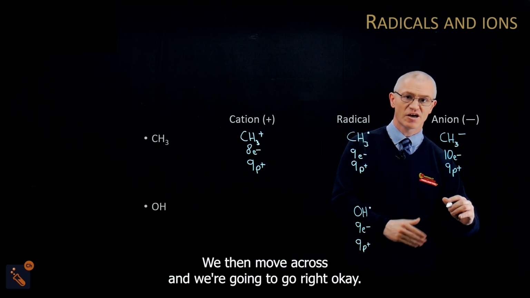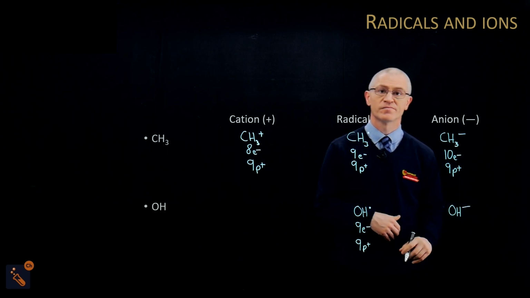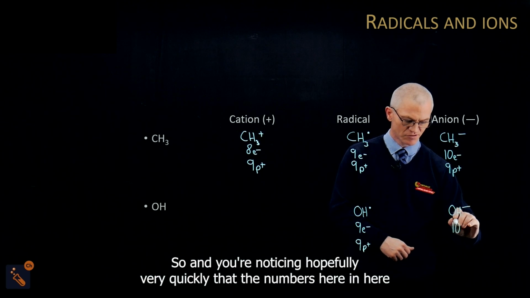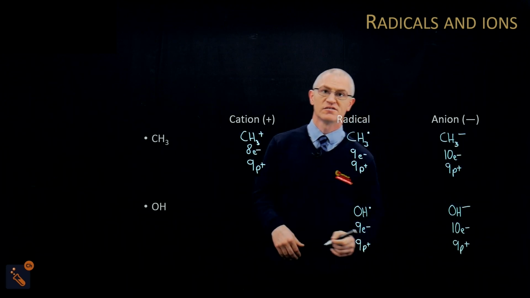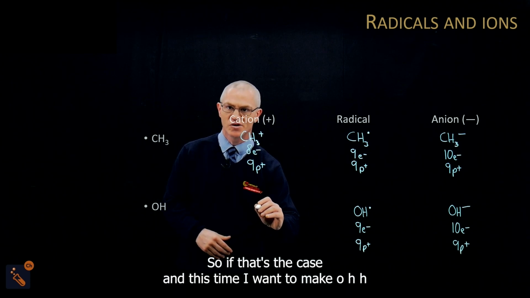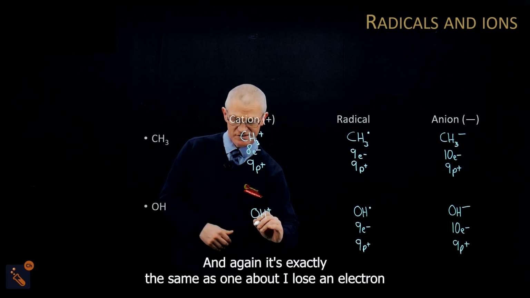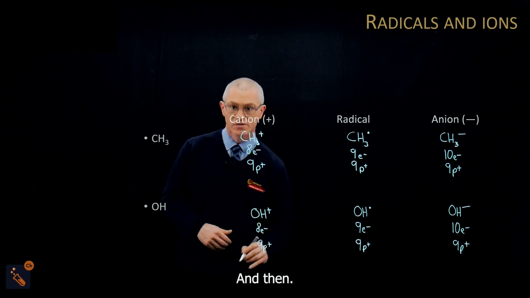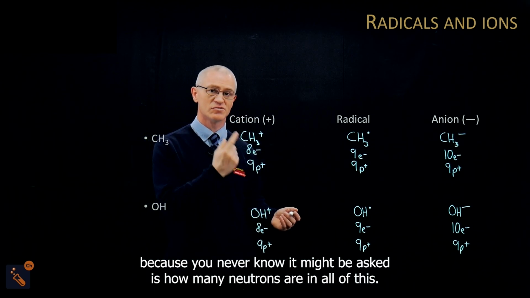We then move across, and we're going to go, right, okay, this time we want to draw OH minus. So OH minus, I have to add an electron to do that, so that means I'm going to do exactly the same. And you're noticing, hopefully very quickly, that the numbers here and here are the same. Okay, and that's a really good trick. So if that's the case, and this time I want to make OH plus. Okay, and again, it's exactly the same as the one above. I lose an electron. Okay, and then there we go. Now what I haven't discussed, because you never know, it might be asked, is how many neutrons are in all of this.